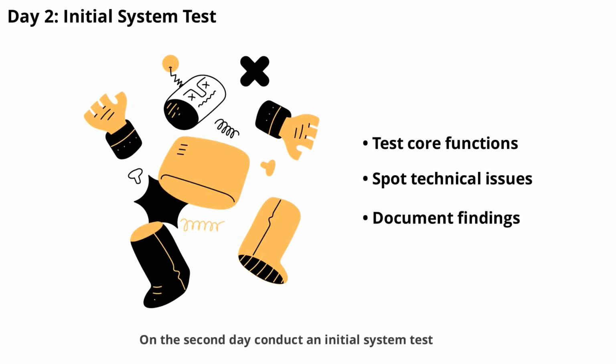On the second day, conduct an initial system test. Run through basic payroll processes such as adding new employees, updating pay rates, and processing a test payroll. This helps identify any immediate technical issues or gaps in configuration. Document any problems and assign team members to resolve them quickly.